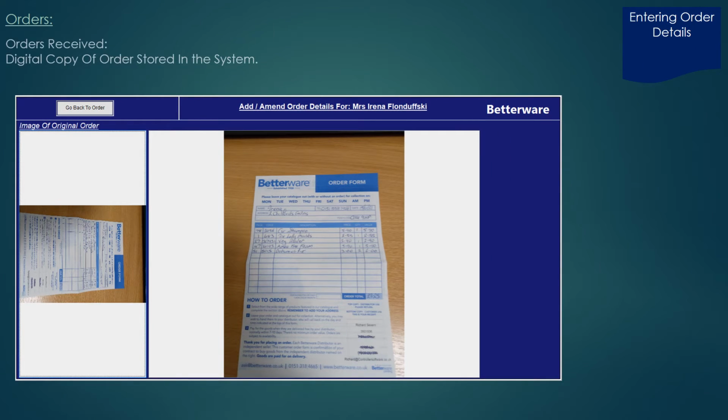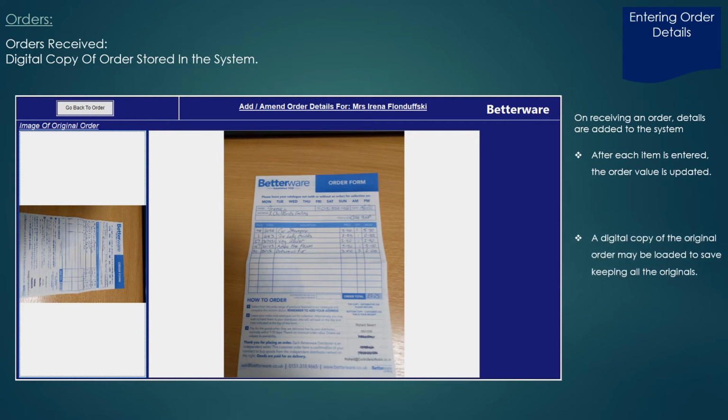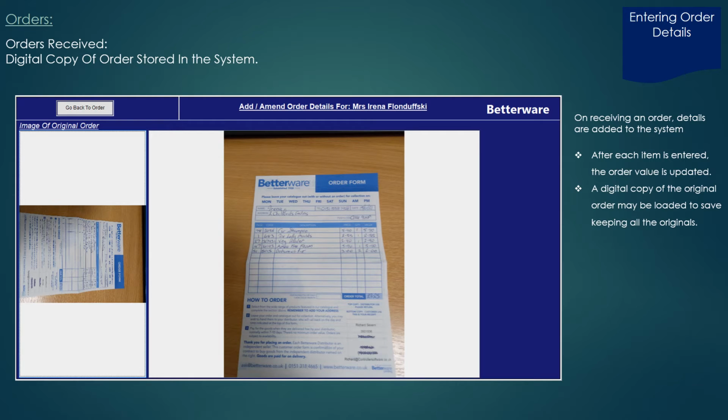This may then be viewed at any time by viewing the order and clicking on the icon, and this will show a larger picture of the order. This also saves you having to physically save the copy of the customer's orders, as it's now a permanent record in your system.